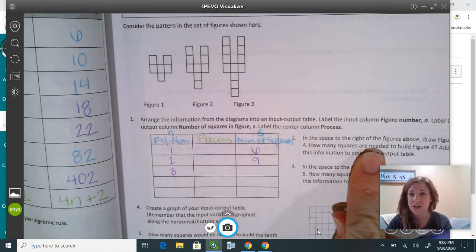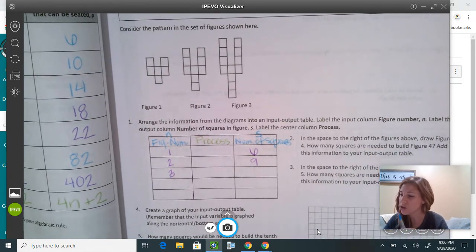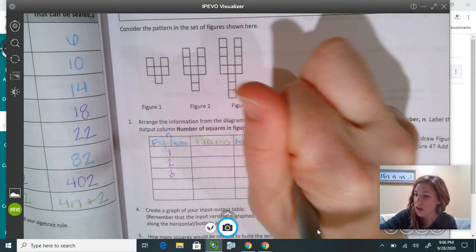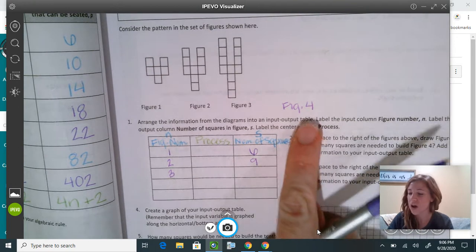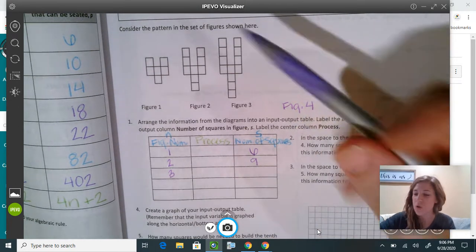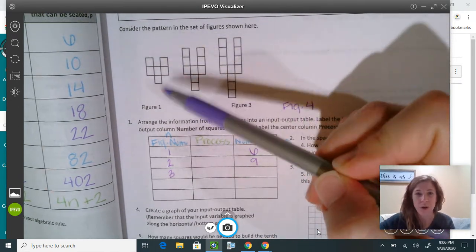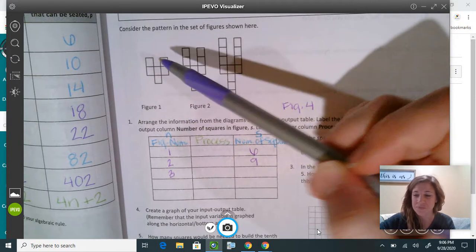After that, you're going to move on to number 2. Number 2 says go ahead and draw figure 4. So can you notice the pattern and draw figure 4? I'm going to point out some things I see.